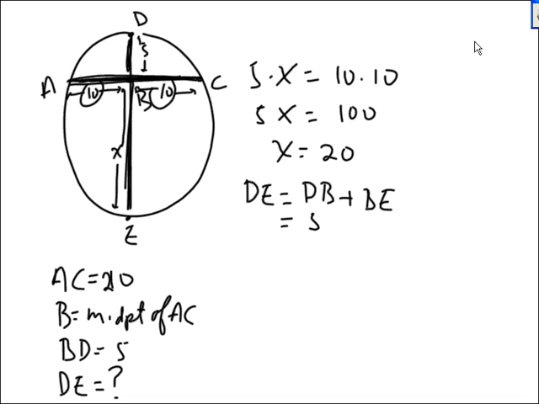But DE is DB, which is 5, plus BE, which we just found out is 20. So DB is 5, and BE is 20. So it is 25. Fine. Okay.